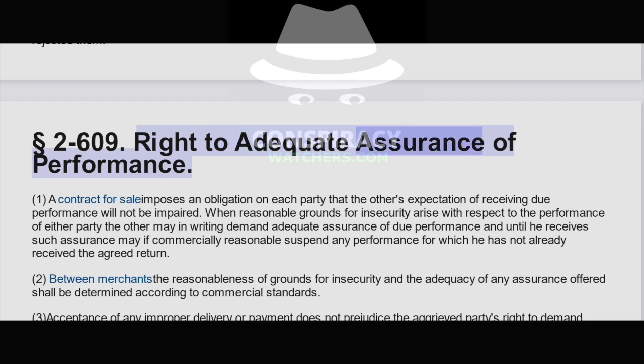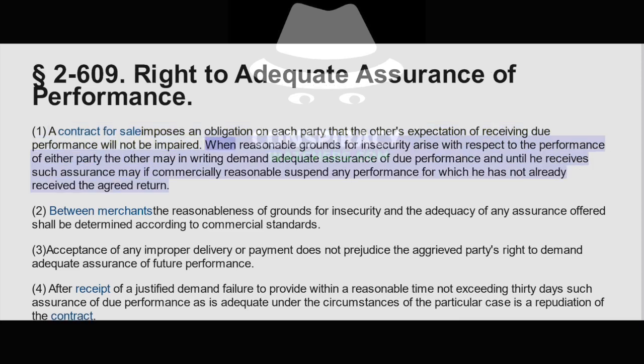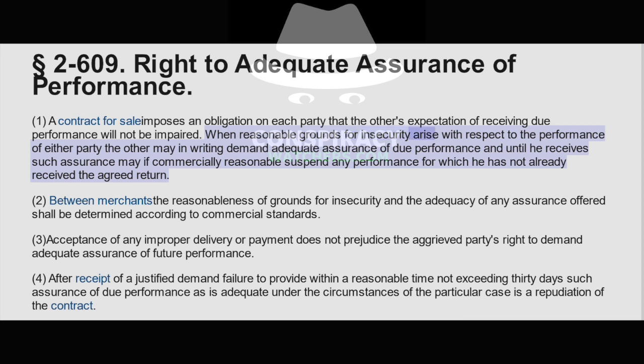Right to adequate assurance of performance. A contract for sale imposes an obligation on each party that the other's expectation of receiving due performance will not be impaired. When reasonable grounds for insecurity arise with respect to the performance of either party, the other may in writing demand adequate assurance of due performance, and until he receives such assurance may, if commercially reasonable, suspend any performance for which he has not already received the agreed return.